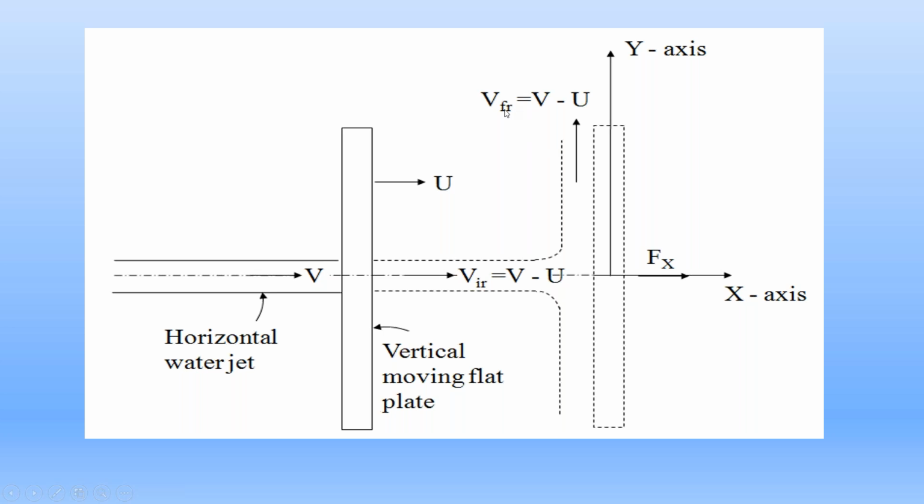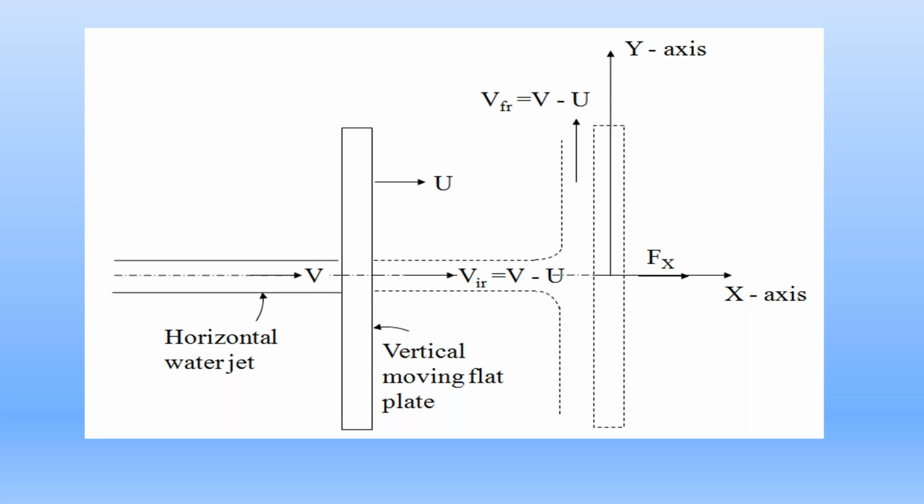Whereas the final relative velocity VFR is acting on the y-axis, because after striking, the water jet will move along the surface of the plate. Since it is a vertical plate, the water jet will move after striking in the vertical direction. So the final relative velocity is in the vertical direction. Since the final relative velocity is vertical, and the force Fx is horizontal, the final relative velocity of water jet in the direction of force Fx is 0.